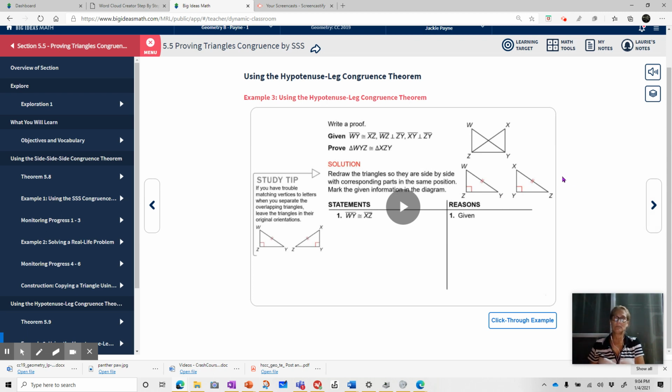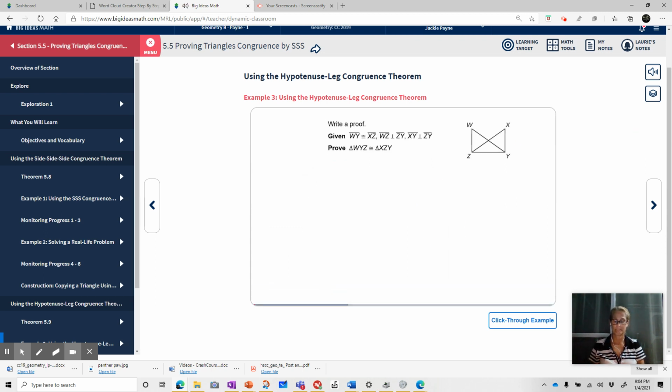So here's an example, and I really like this because I've mentioned the orientation a couple of times. So this is another one for 2 minutes here. Write a proof. Given that segment WY is congruent to segment XZ, segment WZ is perpendicular to segment ZY, and segment XY is perpendicular to segment ZY, prove that triangle WYZ is congruent to triangle XZY.